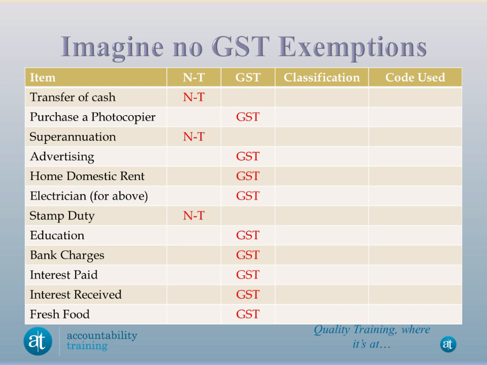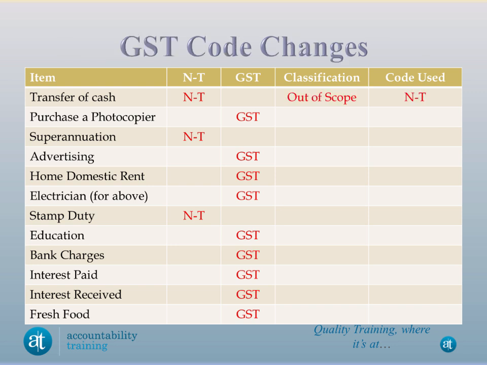The first item is a transfer of cash. This could be a transfer from the bank account to petty cash. It could be a transfer from one bank account to another bank account. It could be a transfer of cash from my account to a supplier's account, or a payment of a loan. There is no supply of goods or services within the transaction, so therefore it is outside the scope of the GST, and as such, we do not want it reported on the BAS statement. Therefore, we will code it with NT, or non-taxable.